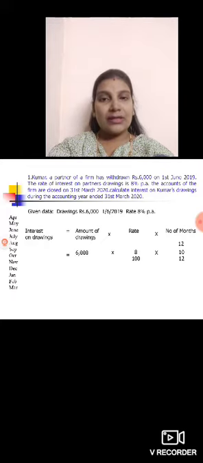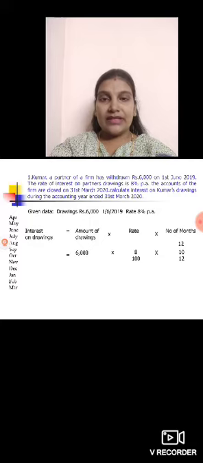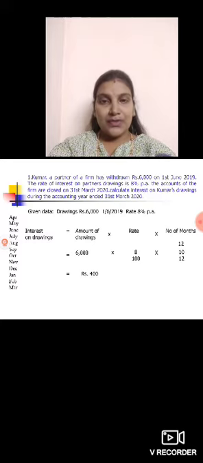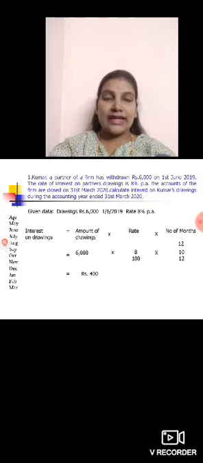How did you count the months? On 1/6, you count months from June to March: June, July, August, September, October, November, December, January, February as well as March. So totally you get 10 months. So 10 divided by 12. If you simplify this, how much interest do you get? Rupees 400. This is how we calculate interest on drawings by the direct method.